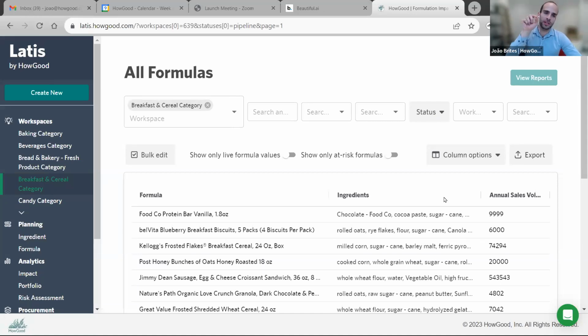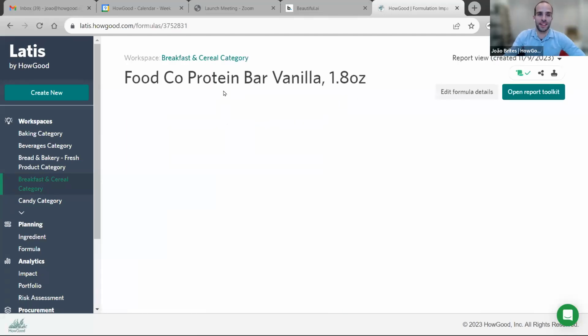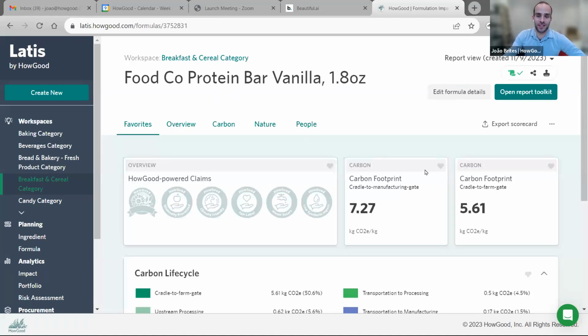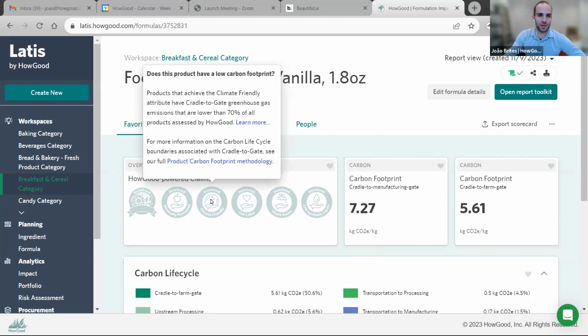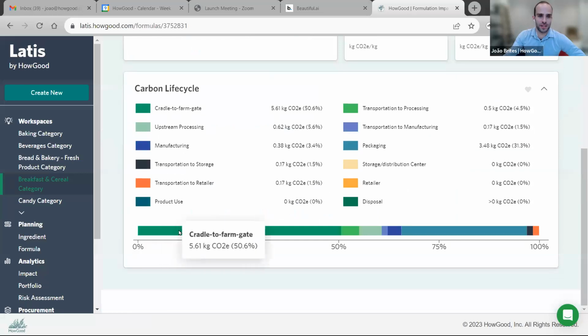I want to show you how HowGood does the automation at the product level, so you can see the work that we do automatically at an ingredient level for every given product. Once I click here on the Food Co protein bar, the vanilla flavor, there's a couple of things you can see. You can see immediately the carbon footprint of the product, in this case 7.27 cradle to manufacturing gate. You can see whether the product meets a certain climate-friendly attribute or a low carbon threshold. And then you can break down emissions based on life cycle stages: how much is agriculture, over 50%, and how much, for example, is packaging.